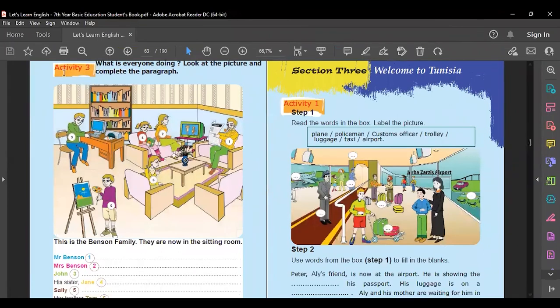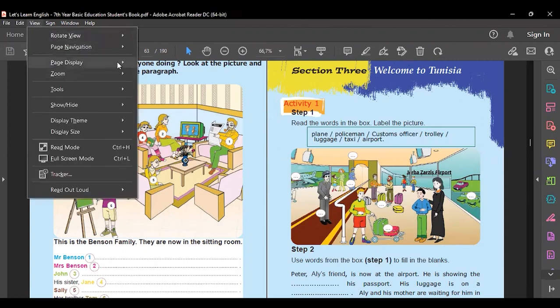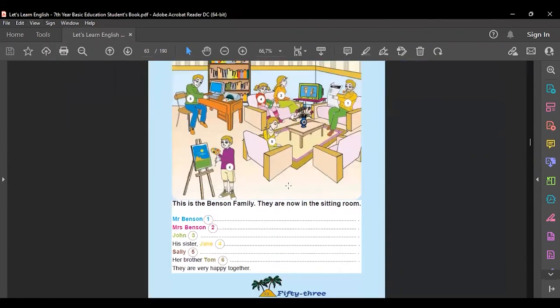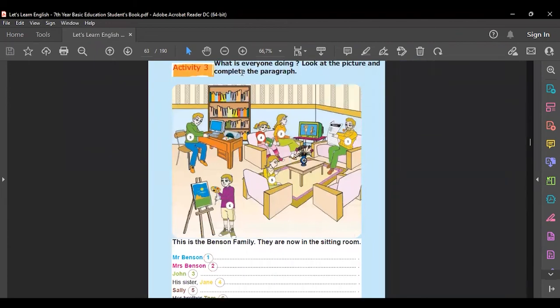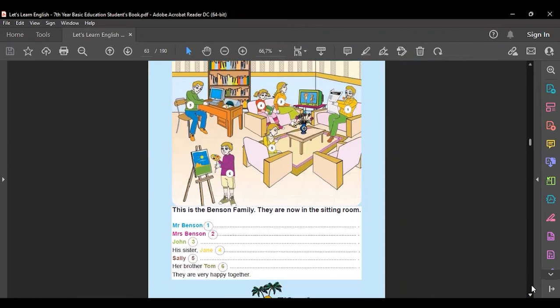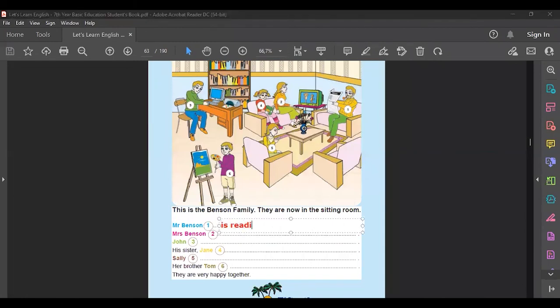Okay, activity number 3. What is everyone doing? What is everyone doing? Let's go back to page one so we can finish it. Look at the picture and complete the paragraph. Okay, so let's write down what they are doing. Mr. Benson, number 1. Mr. Benson is reading a newspaper. Here we are using the present progressive. That is why we are working on it.